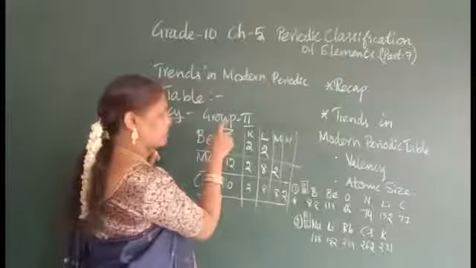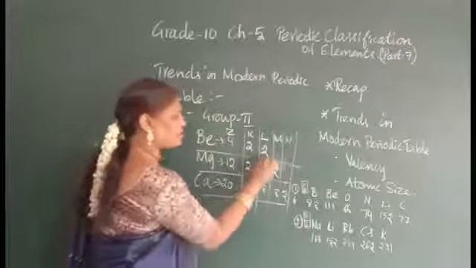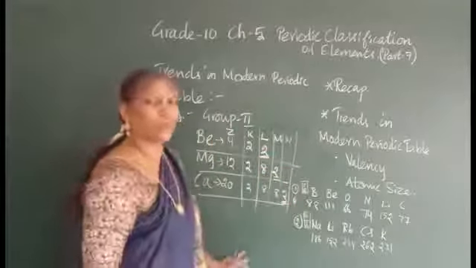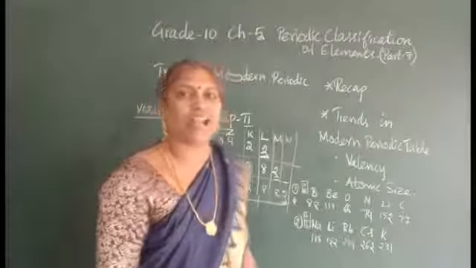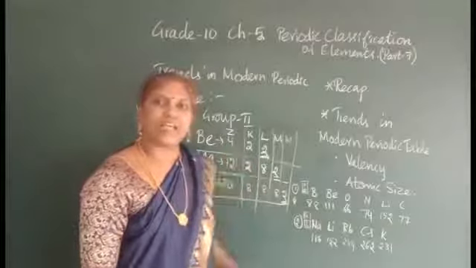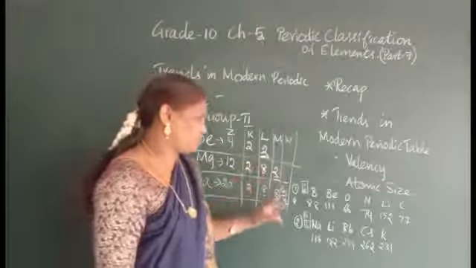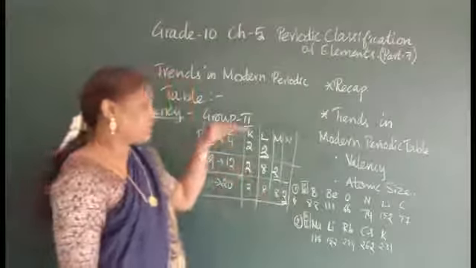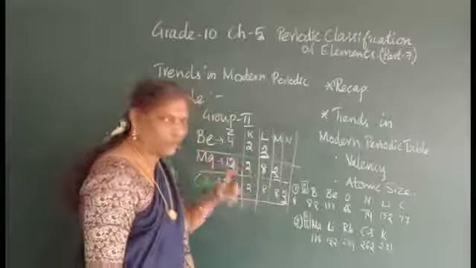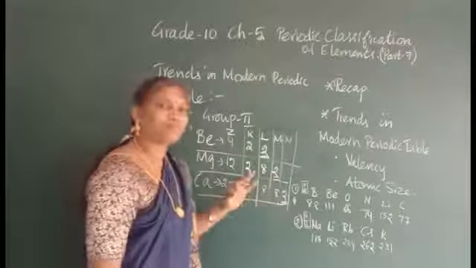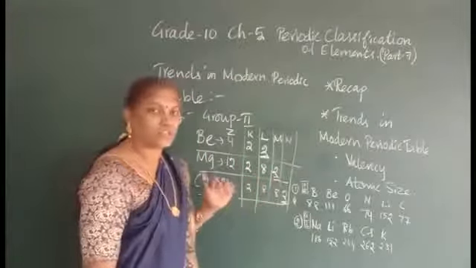When you see, elements in the same group have the same number of electrons in the outermost shell, called the valence shell, and the number of electrons present is the same: 2, 2, 2. The shells increase by one unit. It has 2 shells, then 3 shells, then 4 shells. So that is what we have seen.